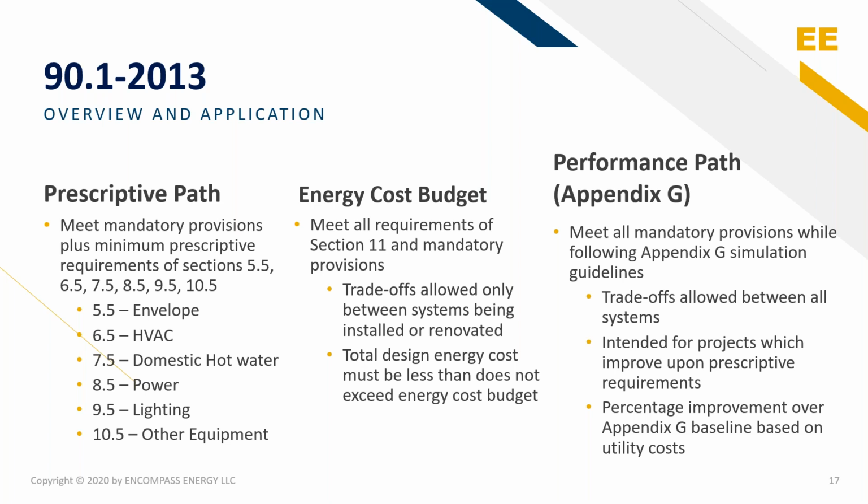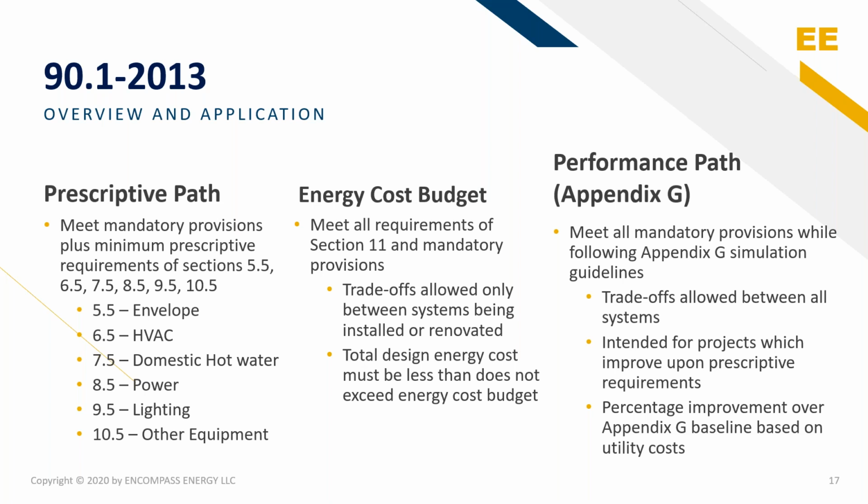Energy cost budget, again, like I said, is very similar to Appendix G. Energy cost budget is based strictly on a better than cost, and you can only trade off between systems that are being installed or renovated, so you can't take credit for existing conditions. So there are ways to approach the application of energy cost budget versus Appendix G. Appendix G, like I said, is a full trade-off. You can trade energy from any system to any other system.